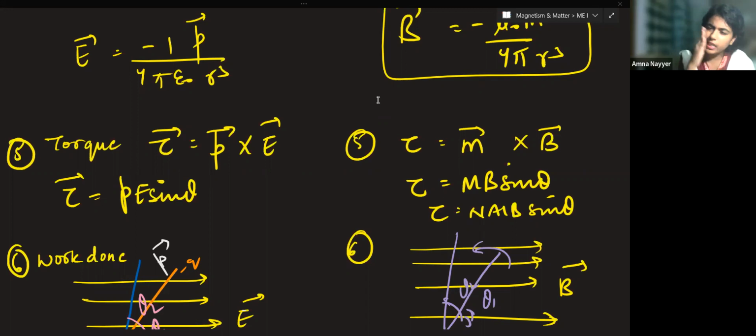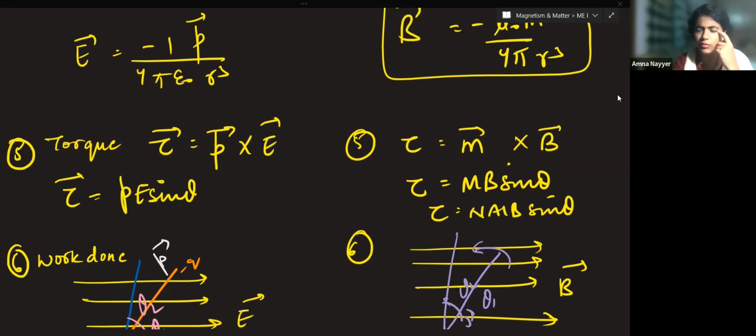Now, even without doing the conversion, even without doing the derivation, you can do one thing. Make the dipole moment magnetic, that is M. Electric field, make it magnetic field. Rest of the story remains the same. So it becomes M cross B or MB sine theta.